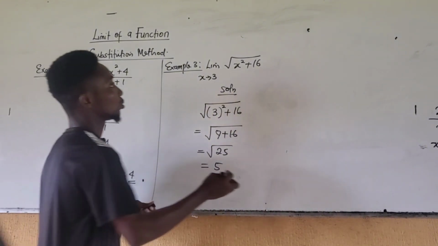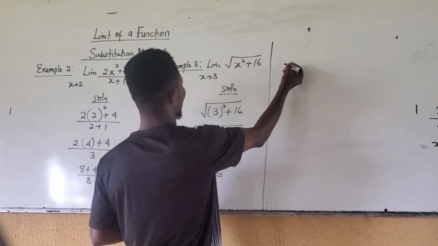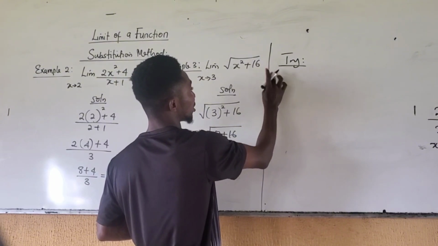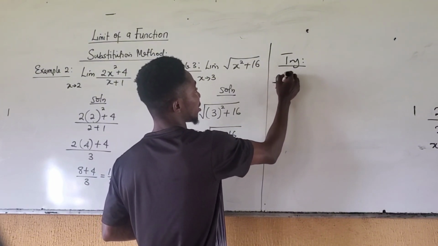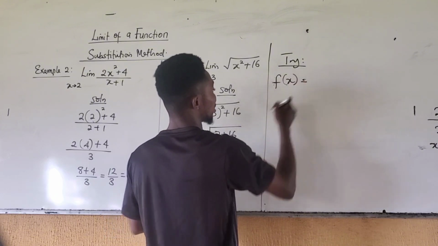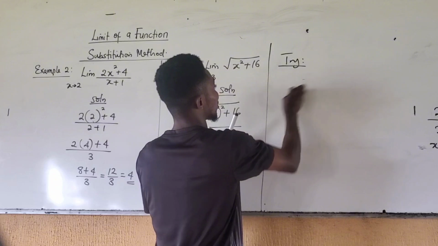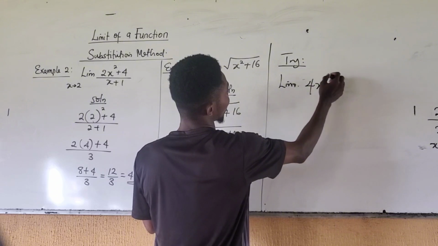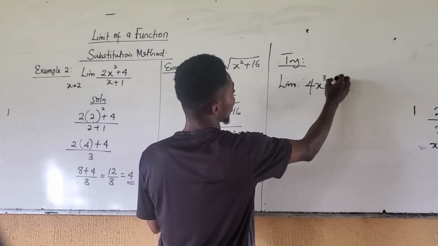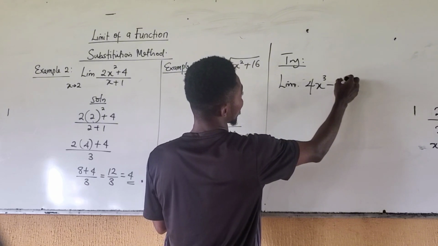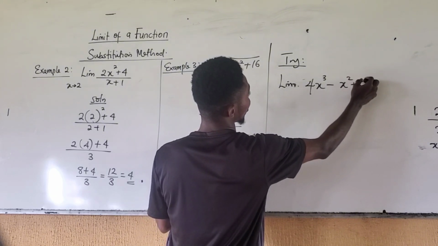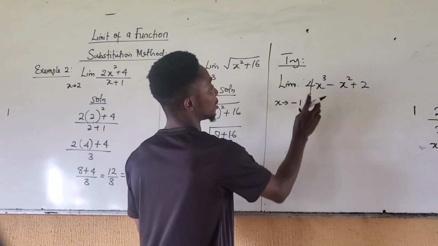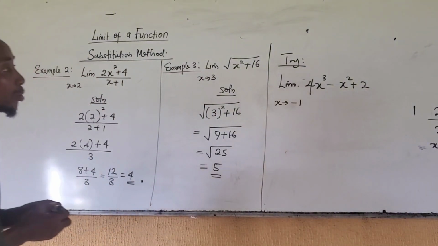All right, so you can try to solve this and leave your answer in the comment section. So try solving this: f of x, take the limit of 4x power 3 minus x squared plus 2 as x tends to minus 1. So try this and leave your answer in the comment section.